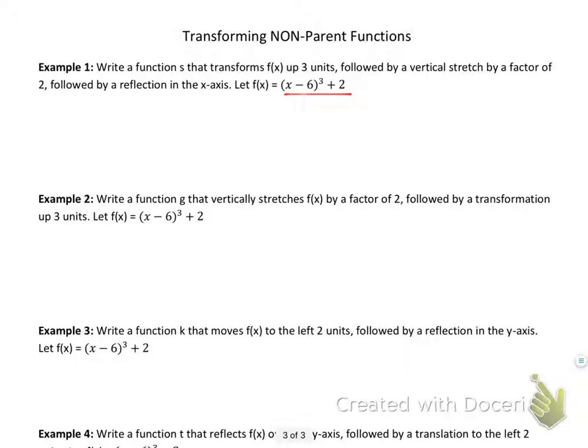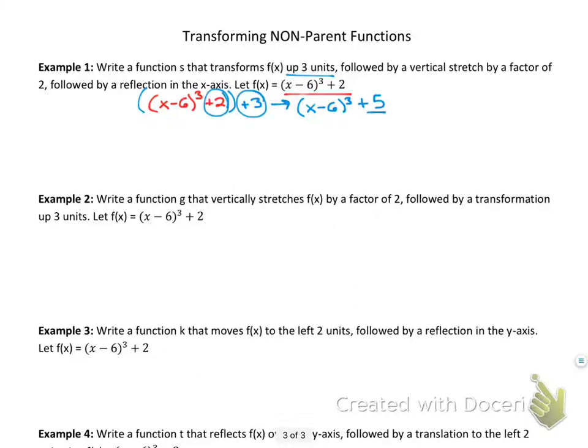Don't forget order matters. So, first thing we're going to do is move this up 3 units. Because it's up, that's vertical, so we write the equation we start with first. We put that in parentheses, and whatever we're doing to it, we put on the outside because it's vertical. Because it's up 3 units, it's going to go in the back, so it's going to be plus 3. Now I do have to simplify before I move on to the next step, so this turns into (x minus 6) cubed plus 5, because 2 and 3 make 5.